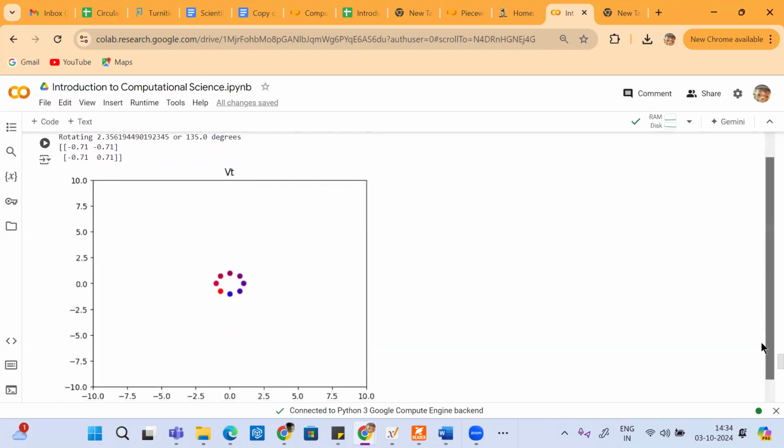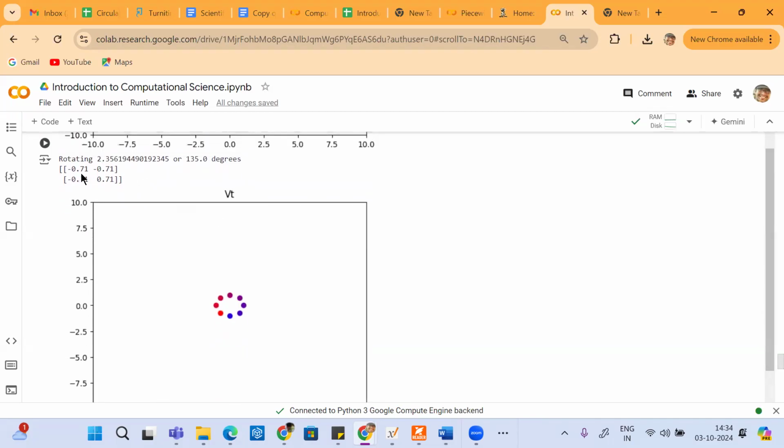You apply the rotation matrix. The rotation matrix is something like this, minus 0.71. It's an orthogonal matrix, right? This 2 by 2 is an orthogonal matrix. Why? Take row 1, dot product with row 2, it comes out to be 0. And you already know what an orthogonal matrix does. It rotates. How many degrees will it rotate? This is an assignment for you to think about. Convince yourself that based on these numbers, it is 135 degrees.